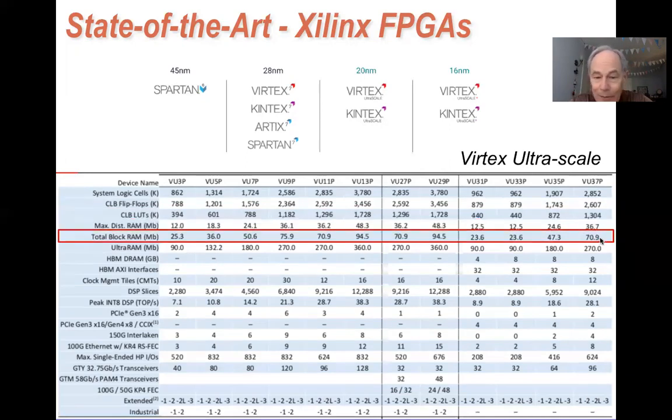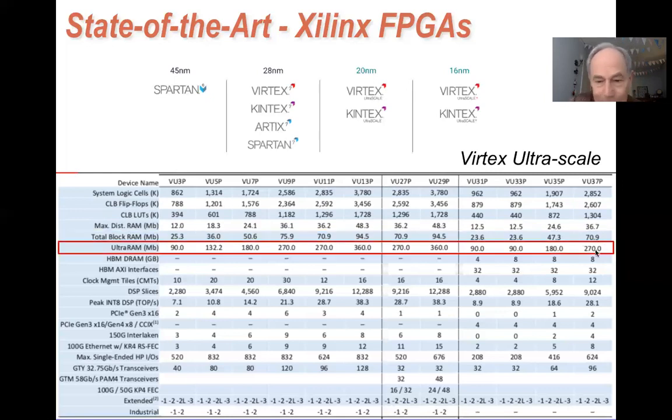So the block RAMs have a total... I don't see the number of block RAMs, but the total capacity is 70.9 megabits. And then this UltraRAM, you can see there's more of that. There's 270 megabits from UltraRAM. Okay, so quite a bit of memory resources on FPGAs. A good amount of the die area is dedicated to memory bits.